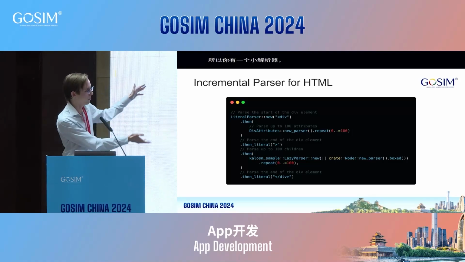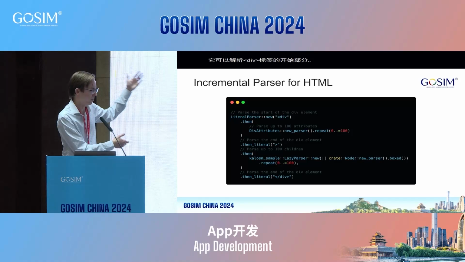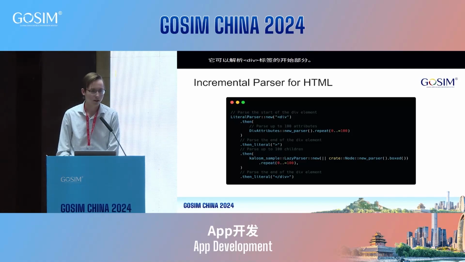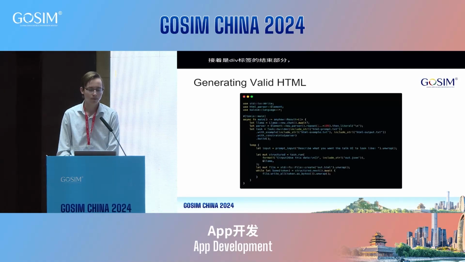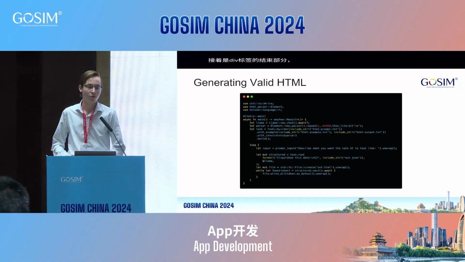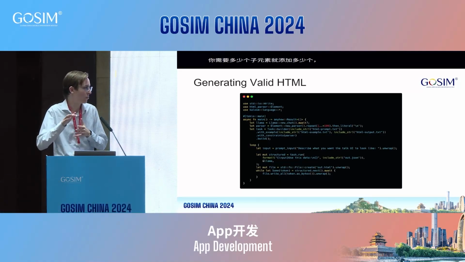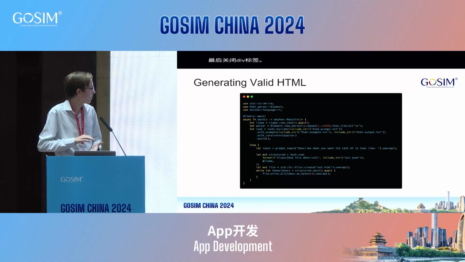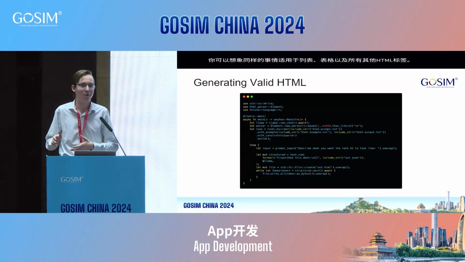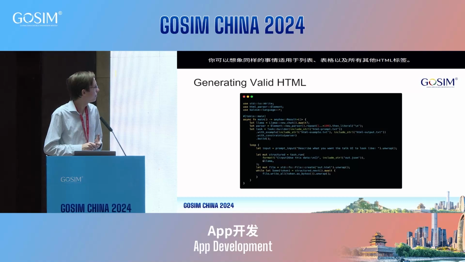Then you just combine those all with an OR, so you could parse a div or a table or another HTML tag. Okay, so now we're going to take our parser and insert that into the language model task and run it to generate some HTML that is always going to be valid.